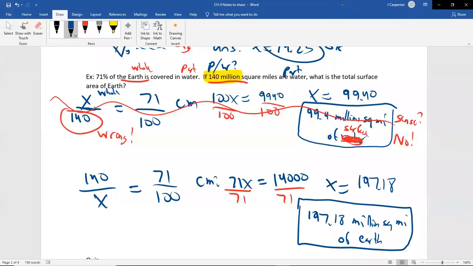Also, if you know anything about Earth, Earth is 71% water, just like people are about 70% water. So this would make sense. 140 is about 70% of 197. But there's so many different ways you could have gotten this answer wrong contextually. If you forget the million, if you just say there's 197.18 square miles of Earth, that's definitely not right. There's more than that many square miles just in Virginia alone. It's more than that many square miles in just Hampton Roads alone.